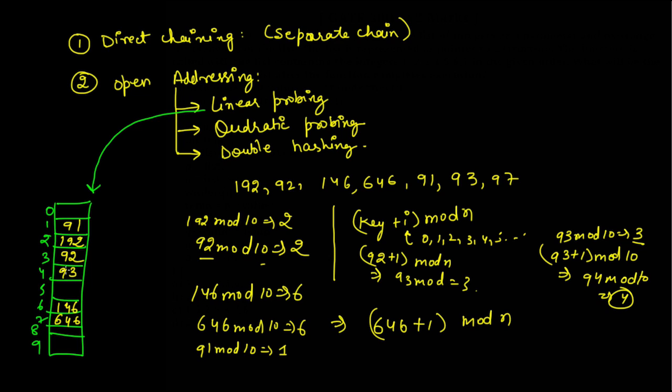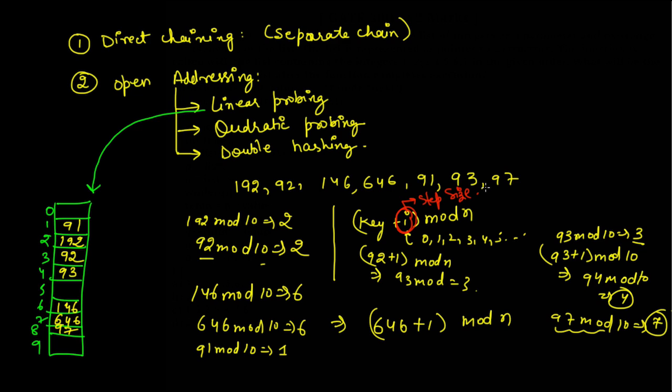Right? Now next is 97. So if we do 97 mod 10, then we are going to get the index location 7. But in the index location 7, there is some other data which is present, right? Therefore, we can just increase the value of I. So it will become 98 mod 10, which is going to give us the index location 8. Therefore, 97 will be stored at the index location 8, right? So this is called linear probing. And the value by which we are increasing this I every time we get a collision is called the step size.